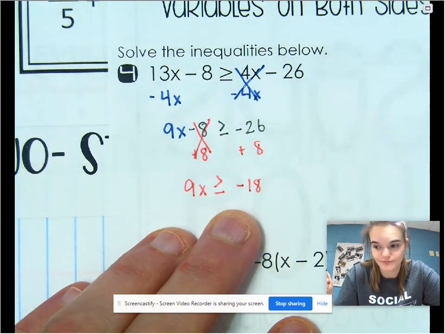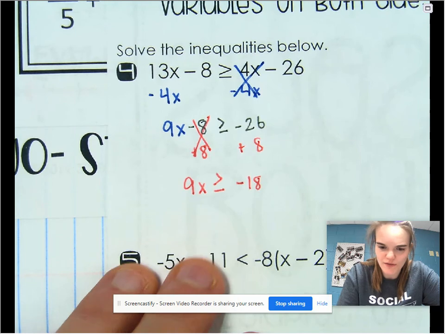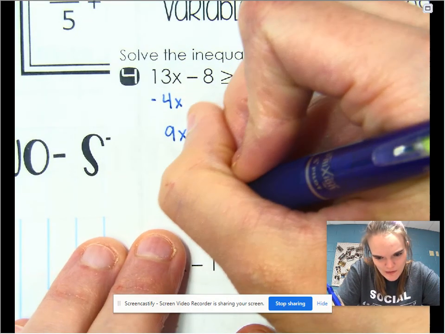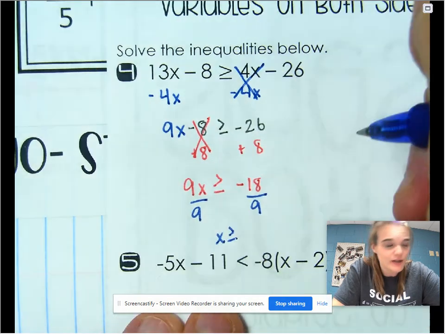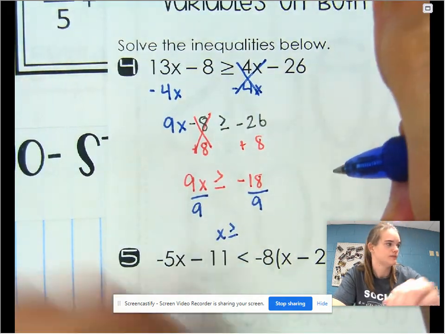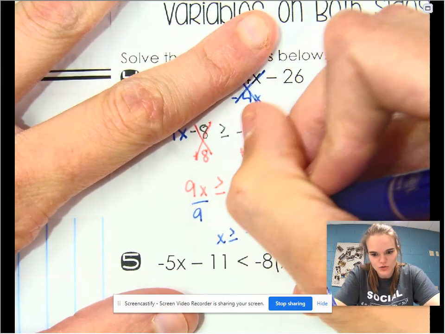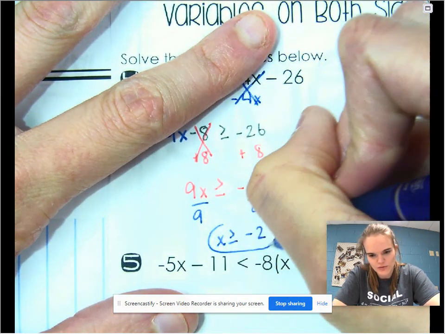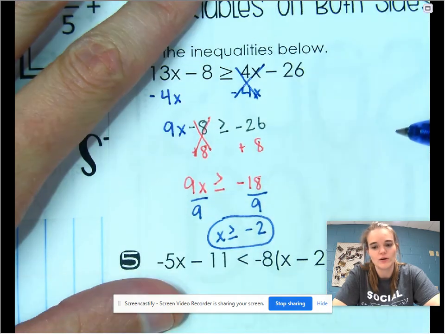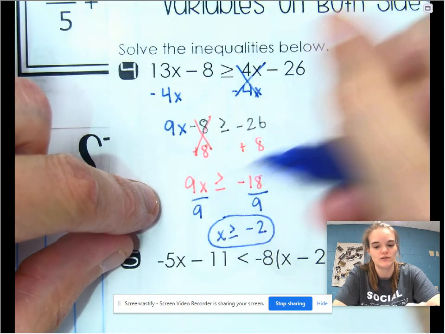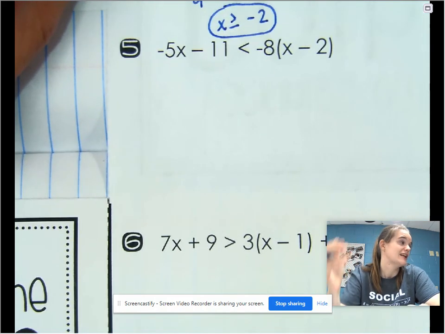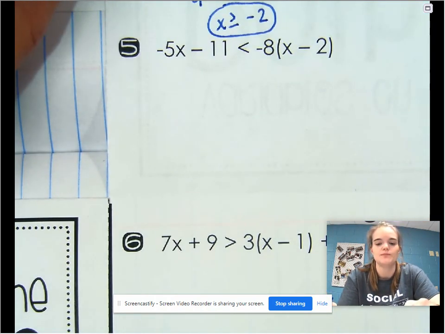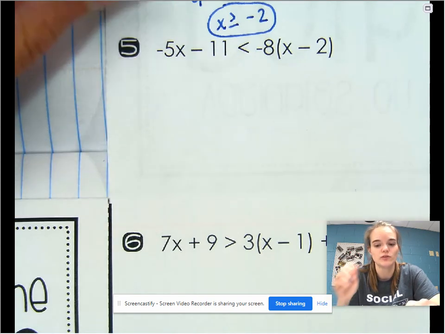See, that's why you got to check. All right, next I'm going to divide by 9. Again, I'm not going to graph it because I don't have a graph right here. So x is greater than or equal to negative 2. Okay, I didn't flip the inequality symbol because I didn't divide by a negative. 9 wasn't negative. Like yesterday and every other video, pause this, try number 5, try number 6, okay?